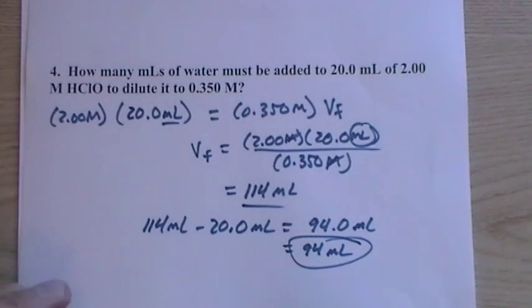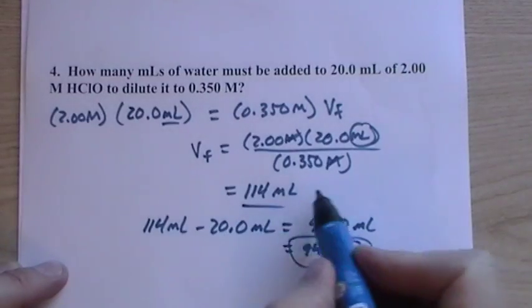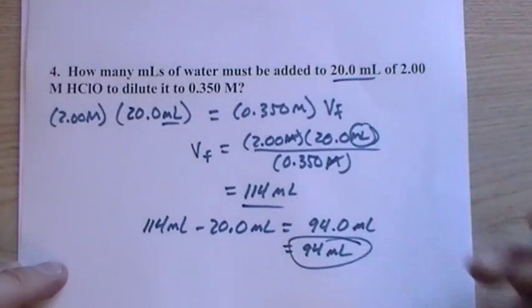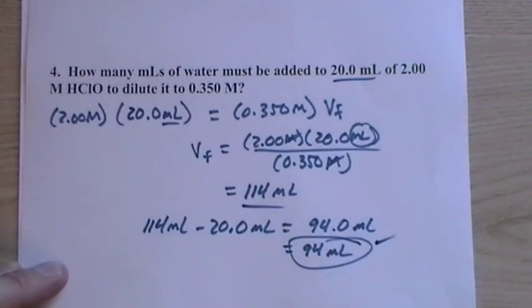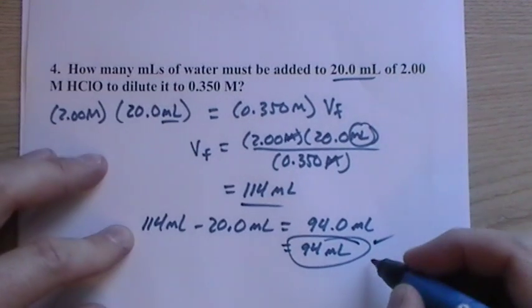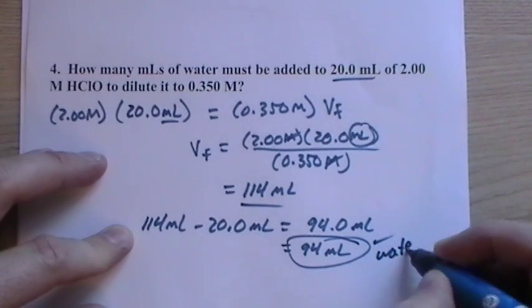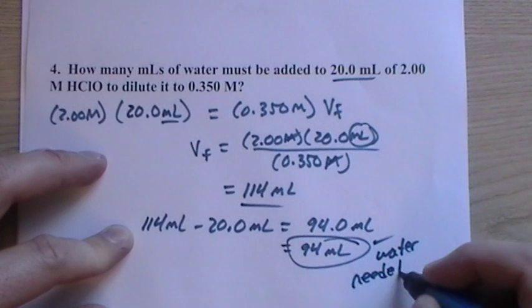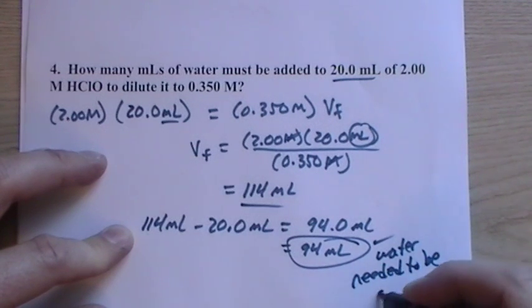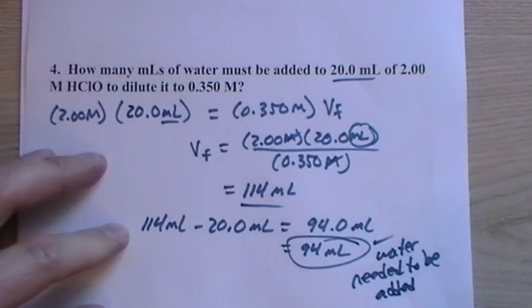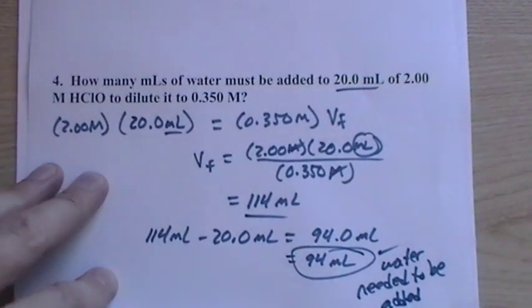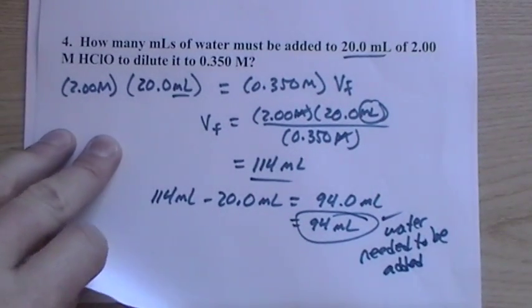We don't have to worry about those fluctuations in volume. So what you do is you find out what your final volume should be. You take what you started with, subtract them, and that's how much water you need to add. So water needed to be added is 94. That's it.